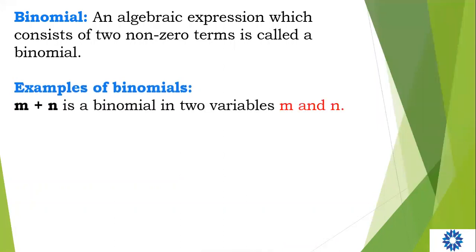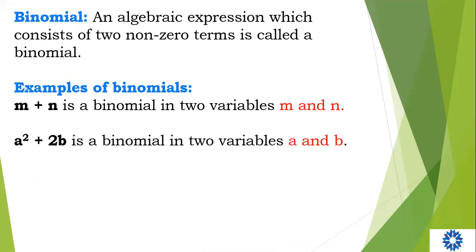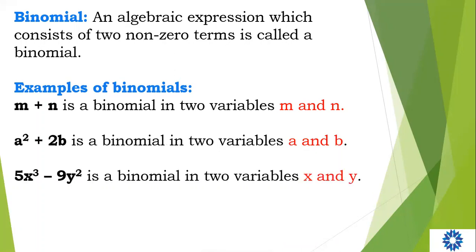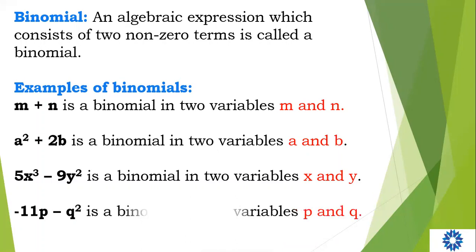Binomial. So here two terms, two variables. Here also two variables. 5x cube minus 9y square. There are two variables. So don't think about degree. Based on terms only we'll discuss.